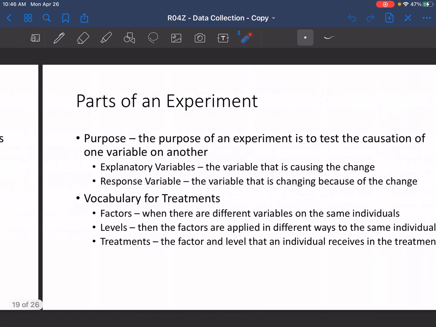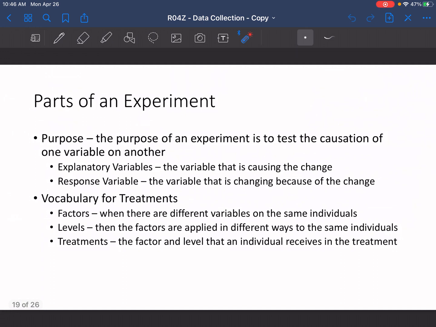That's definitely what an observational study actually is. And so we have multiple parts to an experiment. The purpose of our experiment, first off, is to test the causation of one variable on another. And so you have two types of variables in an experiment. You have an explanatory variable, and that's the variable that is causing the change.